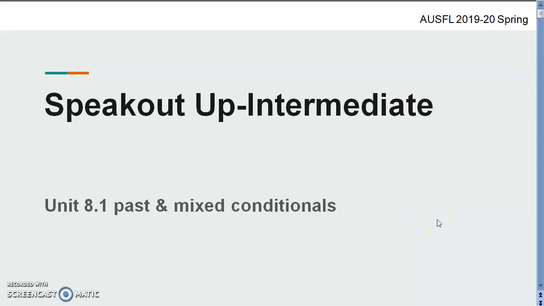Hello friends, today's subject is past and mixed conditionals. You already know past conditional, but we will remember it. Past conditional is also known as third conditional. And in the mixed conditionals, we will use second and third if conditionals together.